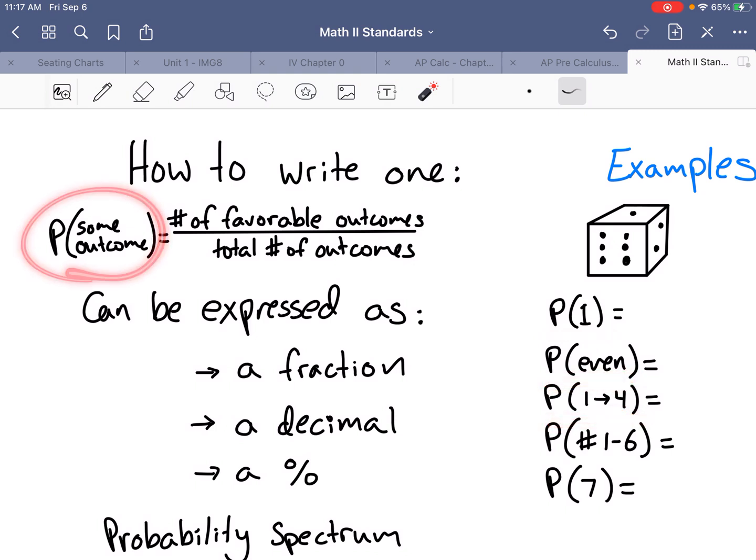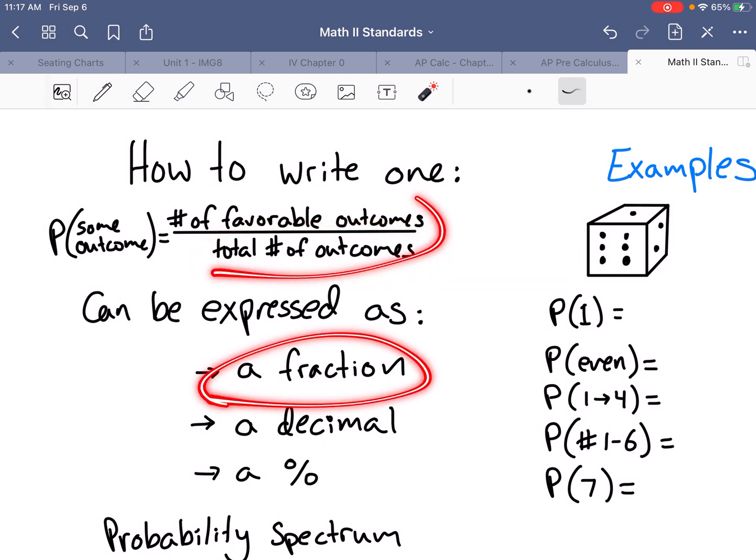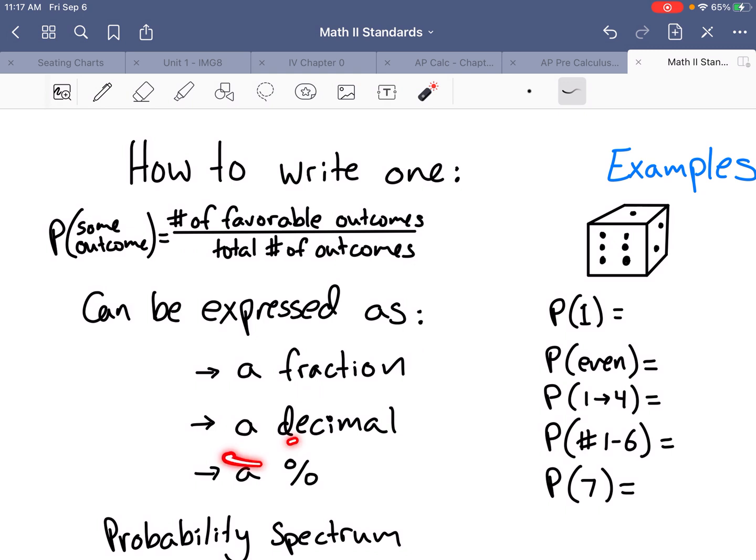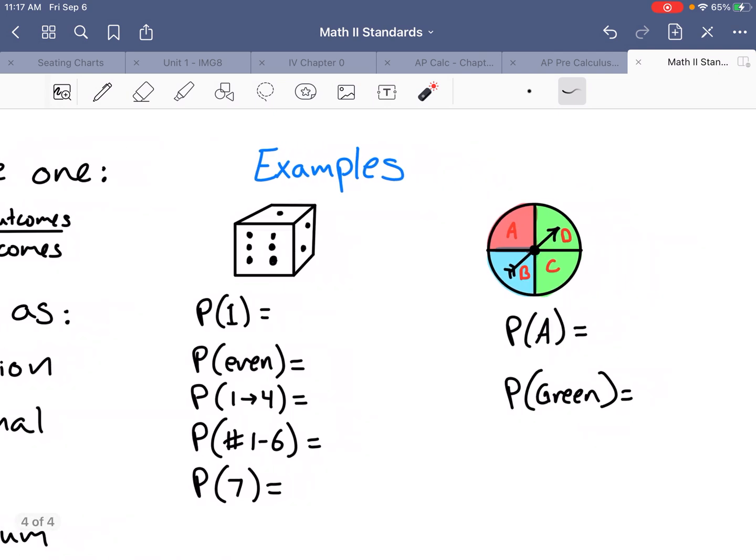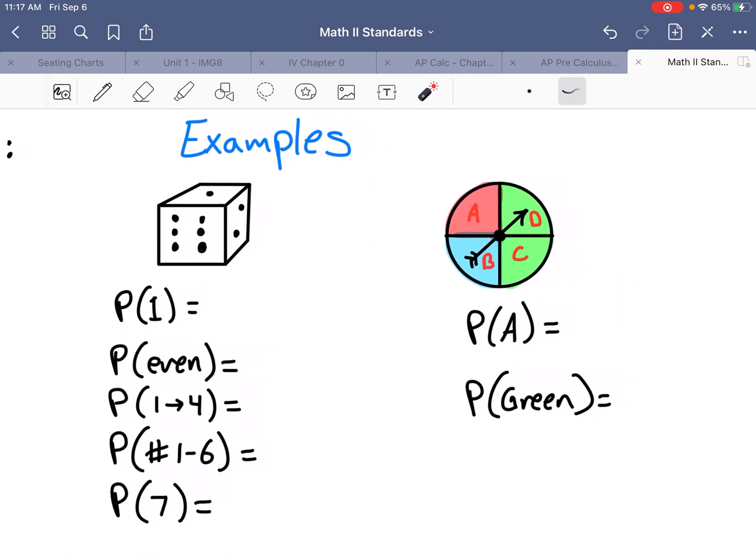So the probability of some outcome is the number of favorable outcomes, or the outcomes that you're looking at and studying, divided by the total number of outcomes. And we can express that as a fraction, just leave it alone once you have the fraction, or you can divide it out and express it as a decimal, and that decimal can also be turned into a percentage. So let's take a look at some examples of probability here.